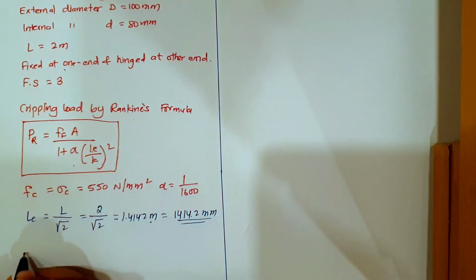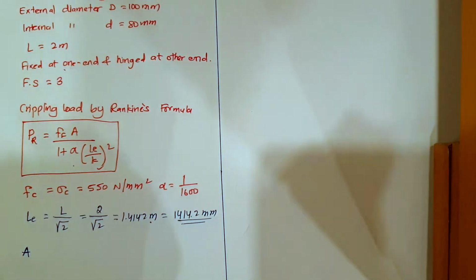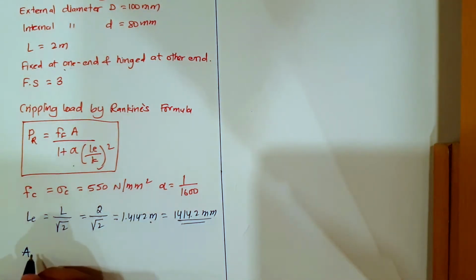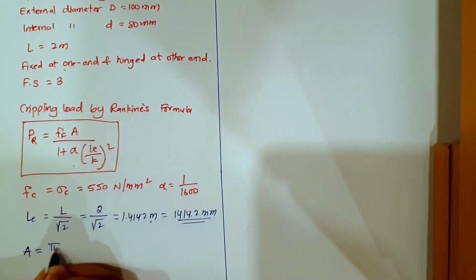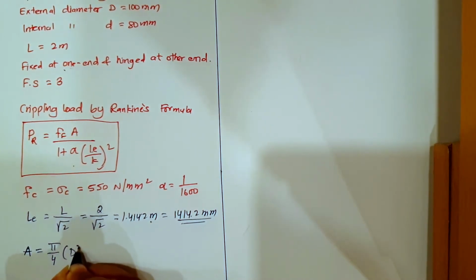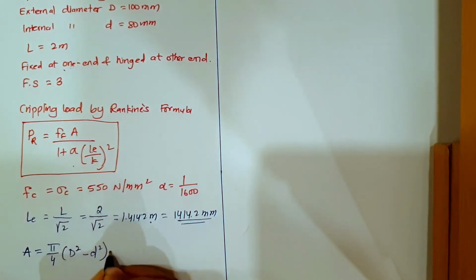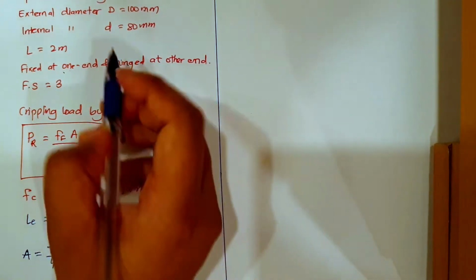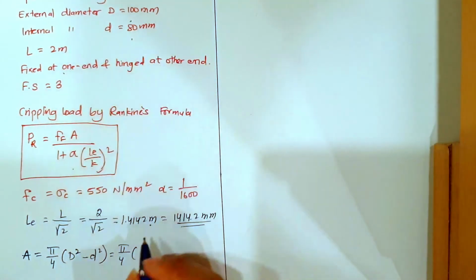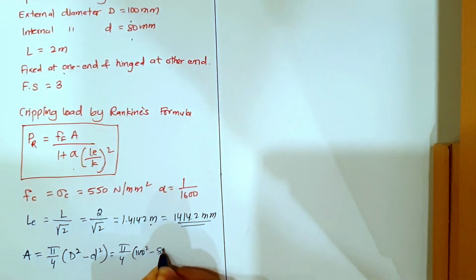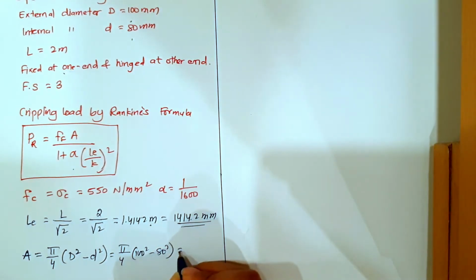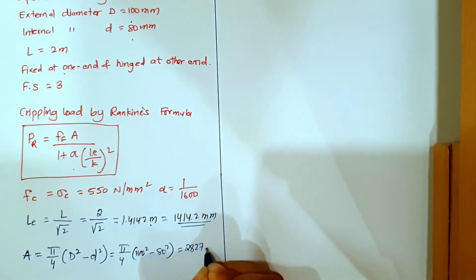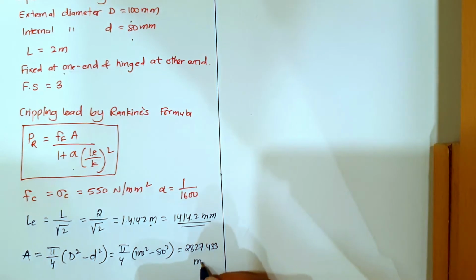Now let's find area. Since this is a hollow circular section, area will be equal to pi by 4 into D square minus small d square. So from here you get pi by 4, external diameter is given equal to 100, internal 80. So 100 square minus 80 square, you will get area equal to 2827.433 mm square. So this is the area.